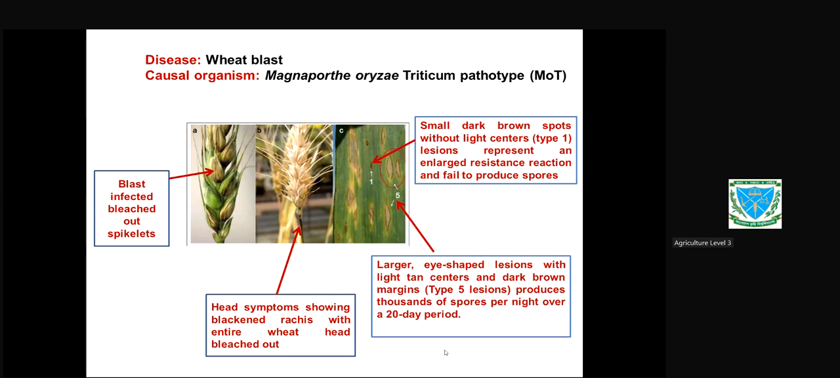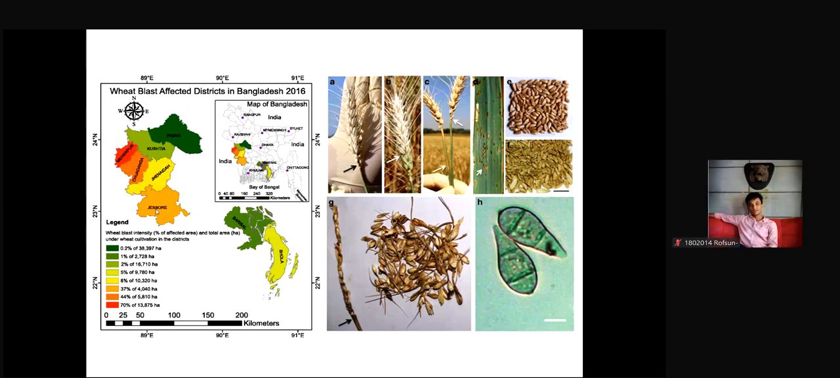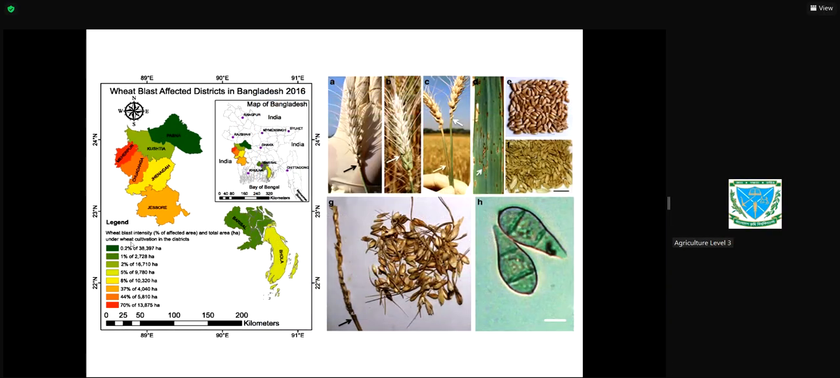Basically this disease is a challenge for wheat production in some of the growing areas. I can tell you the facts here. If you see in these slides, just try to get some points. In 2016, some districts of Bangladesh were affected by the wheat blast pathogen: Pabna, Kushtia, Meherpur, Chuadanga, Jhenaidah, Jashore. In addition, some parts of Barishal and Bhola were also affected. You can see how much area was affected in 2016.